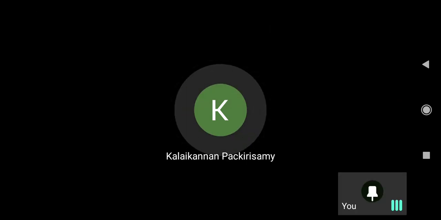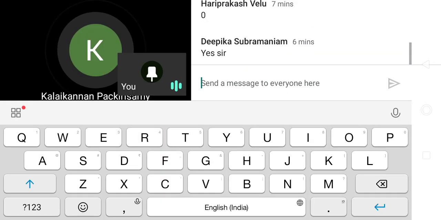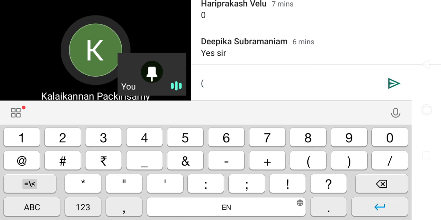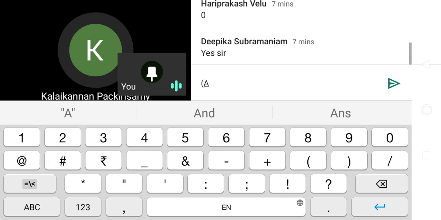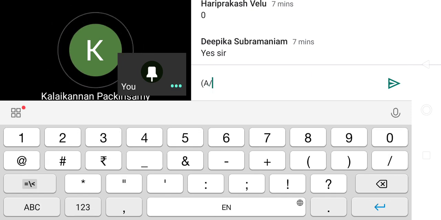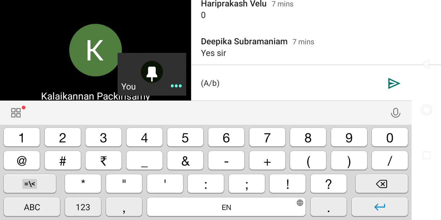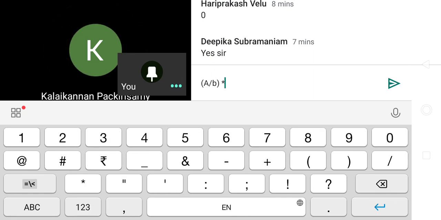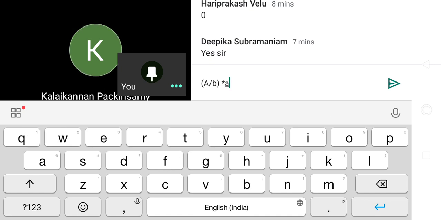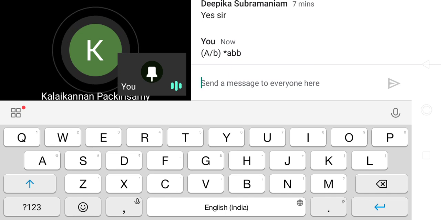So I will post some regular expressions in the chat box now. The regular expression looks like this. You will have an opening bracket, then a, then the vertical line symbol, which we call the or symbol, then b, then a closing bracket, and at the top of the closing bracket you will have an asterisk, and then abb. So this is going to be the regular expression.